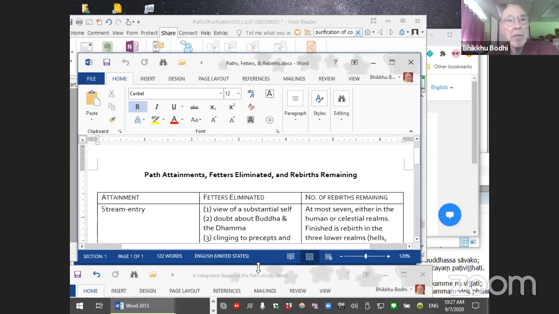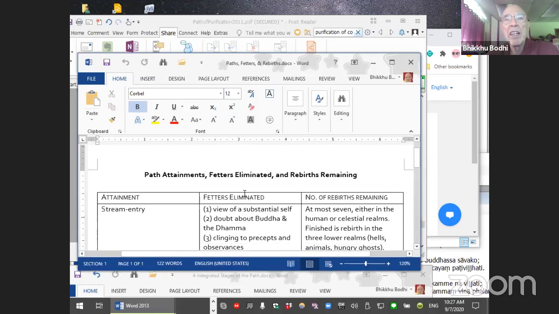Okay, so with the attainment of the path of stream entry, out of the 10 fetters, one permanently eradicates 3 fetters. These are the 3 grossest fetters. One is the view of a substantial self, because now one has decisively and irrefutably seen into the truth of non-self. So one has eradicated and eliminated any possibility of adopting a view of self.